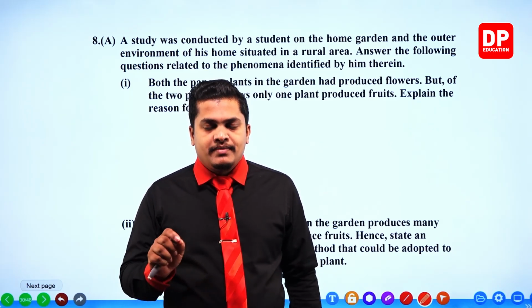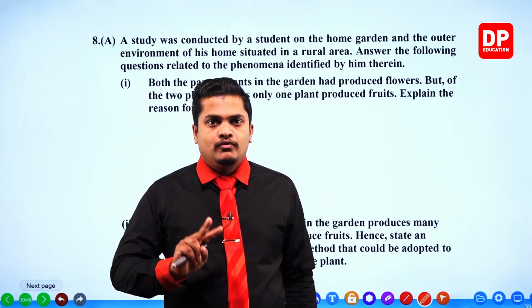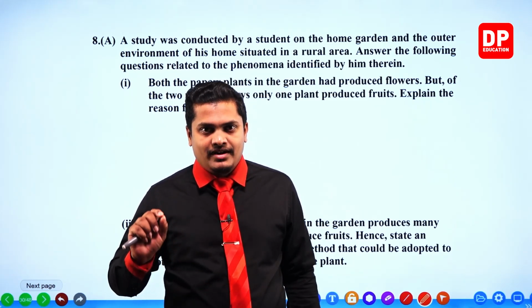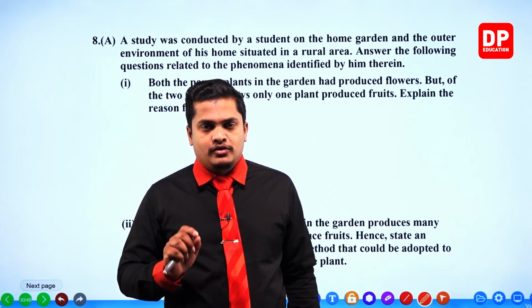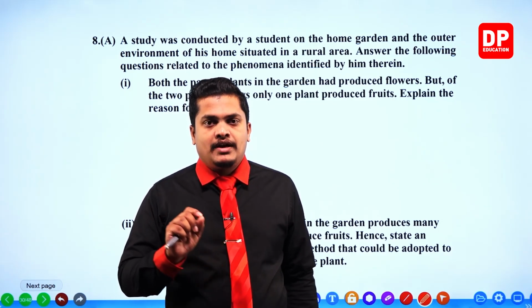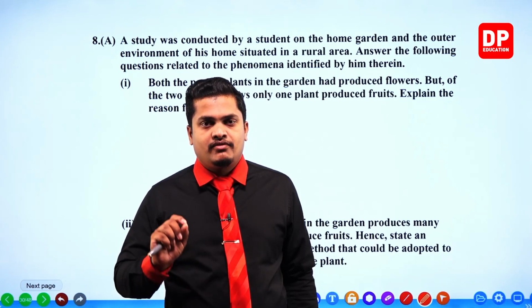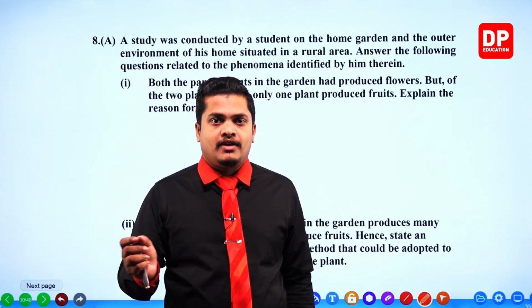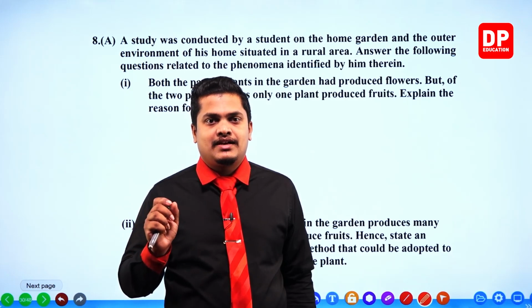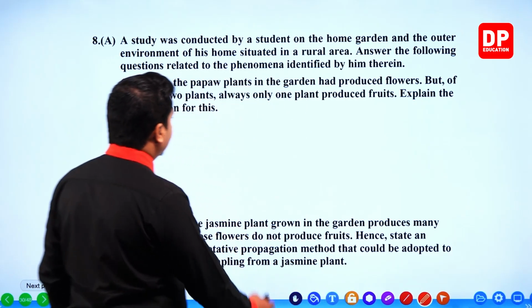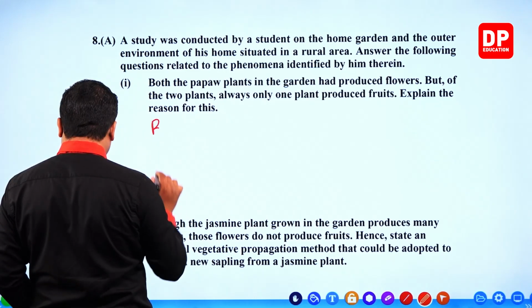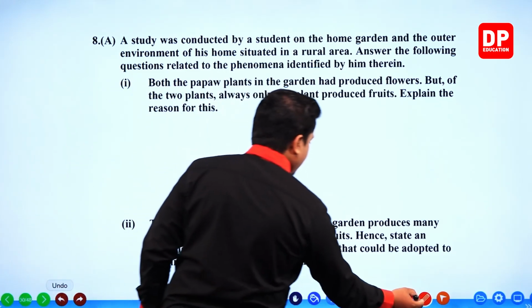Okay, it's mainly because when you take the two flowers, one is a staminate flower and the other is a pistillate flower. Okay, so we can write: Papaw plant is a dioecious plant. Therefore, staminate flowers are born in one plant and pistillate flowers are born in another plant. So we can write the answer like this.